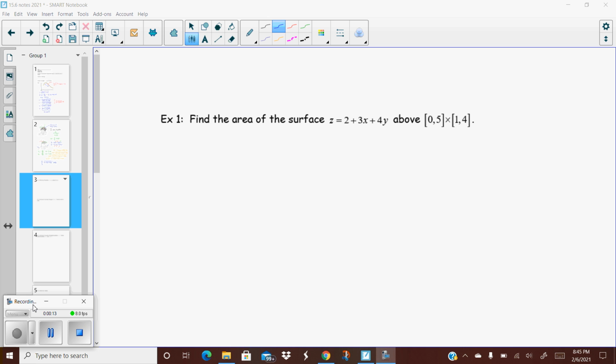The first 2 will be very simple, and the reason for that is because we're trying to find the area of the surface of z equals 2 plus 3x plus 4y. That's just a plane. So finding the surface of a plane really is not going to be that challenging to do. And they're going to give us the domain as 0 to 5 and 1 to 4. So it makes it very simple to do.